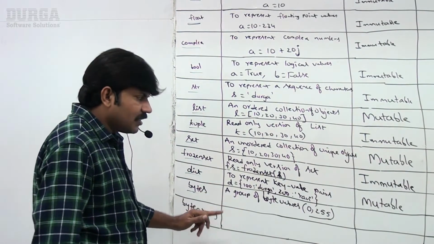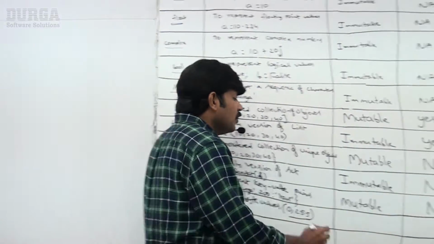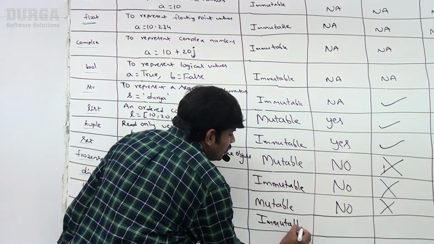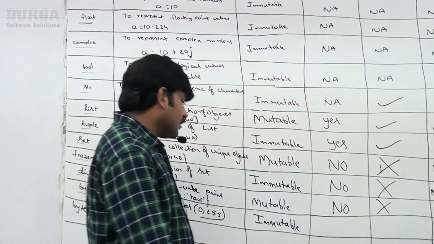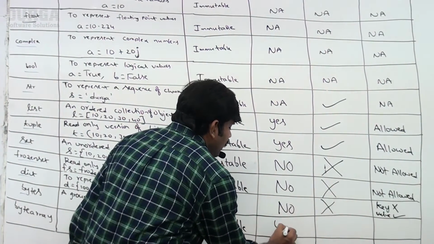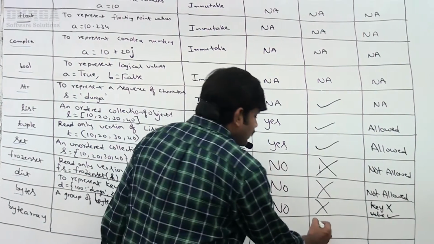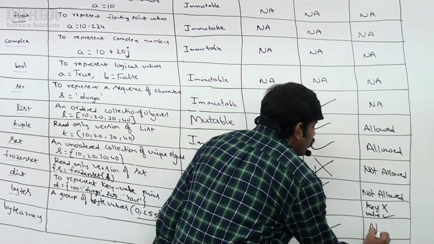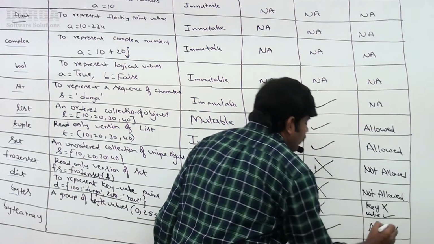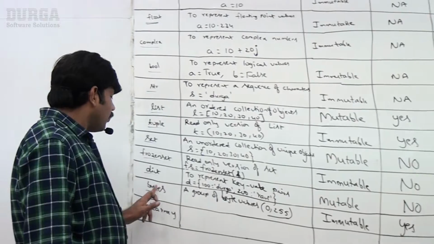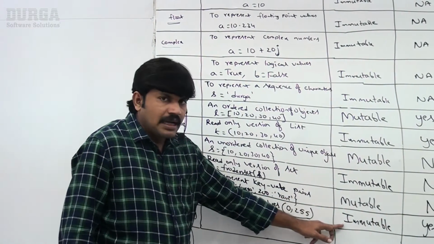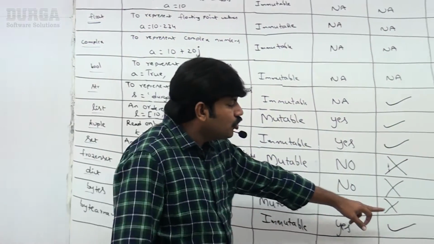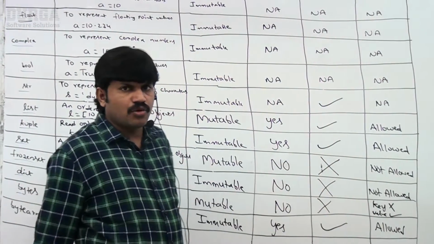Next, bytes, is it mutable or immutable? Believe me, bytes is immutable. Next, order. Yes, order will be preserved. Indexing and slicing is applicable. Next, duplicates are allowed, no problem at all. So, bytes is immutable, order will be there, and by using index you can access elements. Next, duplicates are allowed or not? Yes, allowed, no problem at all.